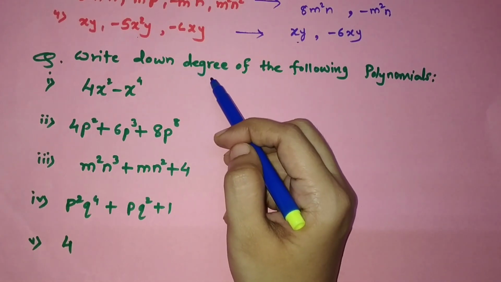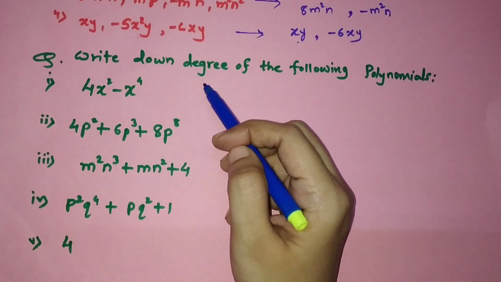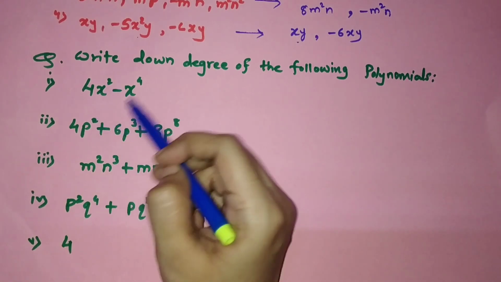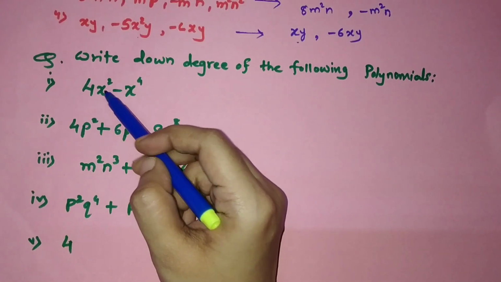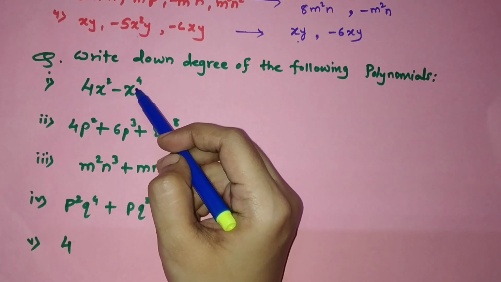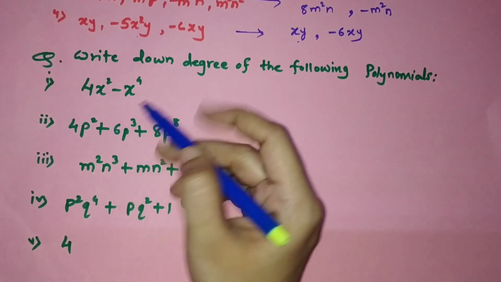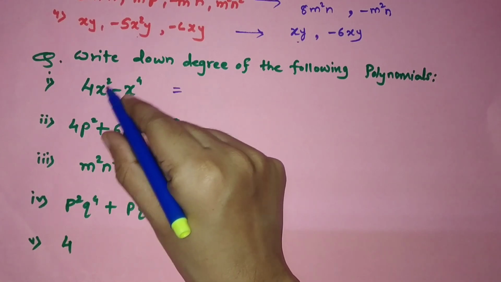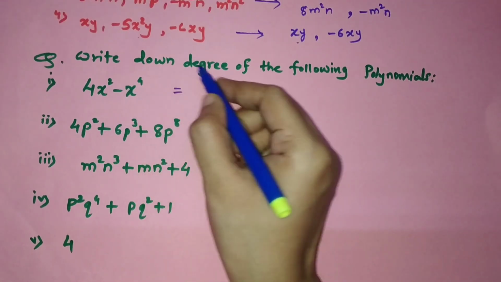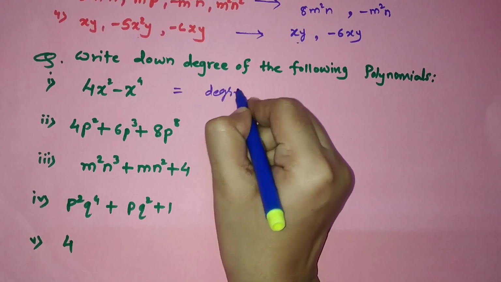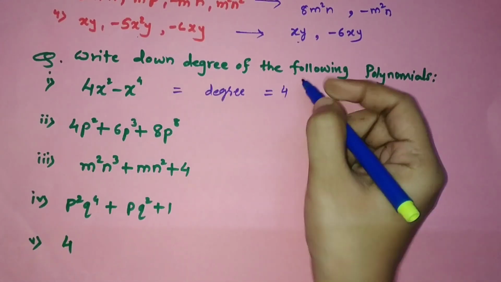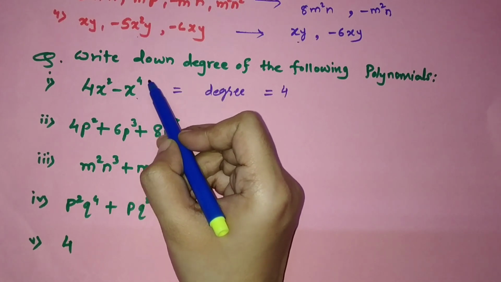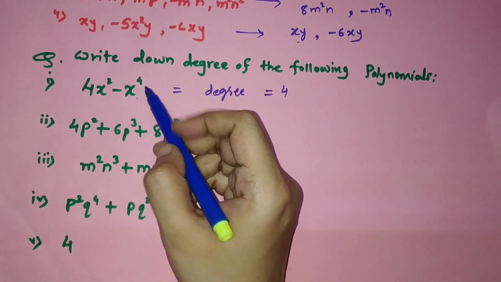As we know, degree is nothing but the highest power of a variable in a given polynomial. Here it is a polynomial, you can say a binomial, as 2 terms are there in variable x. Here you can see the highest power of x is x to the power 4, with x to the power 2 also there. So the degree is 4. Why 4? Because the highest power of x is 4.